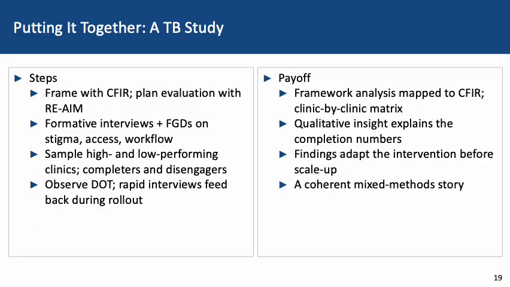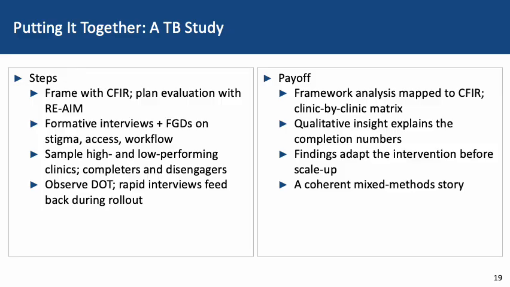Now, finally, I'm going to try to pull this all together into one coherent design. So looking at the left side column, you frame the study with CFIR, right? You create your study, you frame it using the CFIR framework. Then you plan your evaluation with the RE-AIM framework. You put together your formative interviews and focus group discussions on stigma and access and workflow. That's what you're interested in. Then you might sample purposively across high and low performing clinics, and you make sure to include both patients who completed treatment and those who disengaged.